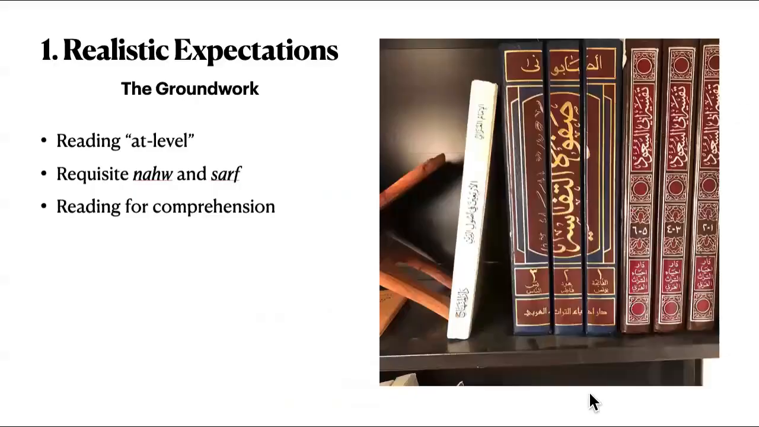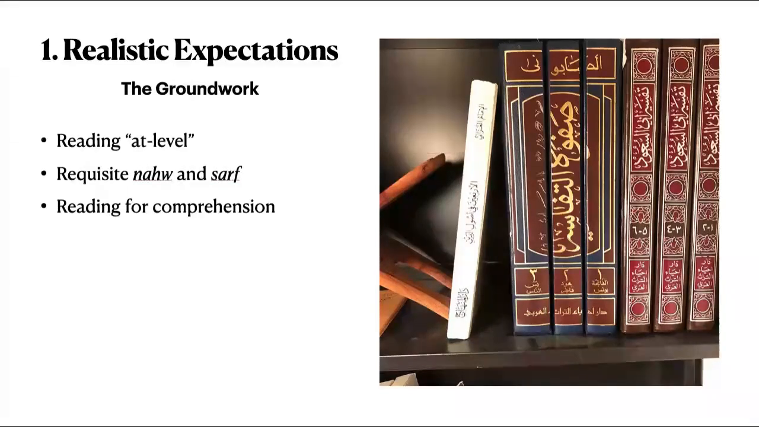First thing, realistic expectations. When we talk about beginning with realistic expectations, we mean a few different things. Laying out the groundwork. What is the groundwork? First, reading at level. So not reading something that is overly difficult, okay? And of course, having studied the requisite nahu and sarf, the grammar and morphology, right? We're reading for comprehension, not just the main idea. And so we have to have our sciences down.